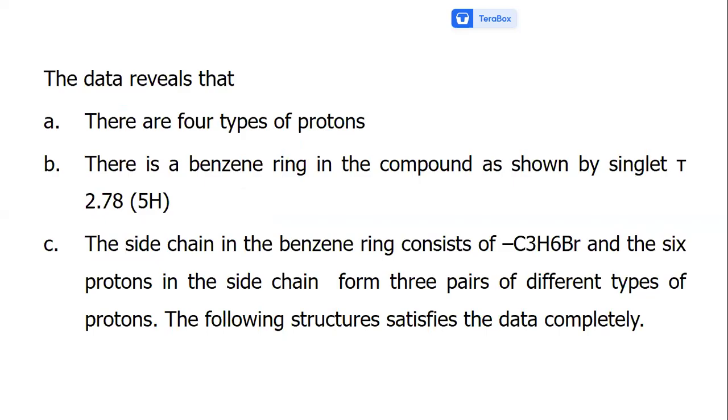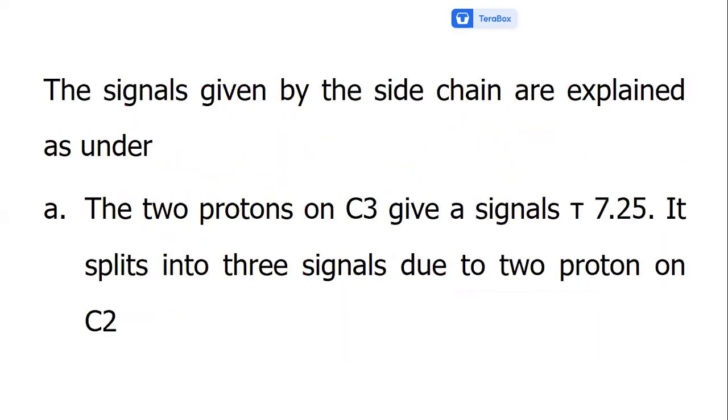The side chain in the benzene ring consists of C3H6Br, and the 6 protons in the side chain form 3 pairs of different types of protons. The following structure satisfies the data completely. The signals given by the side chain are explained as under.